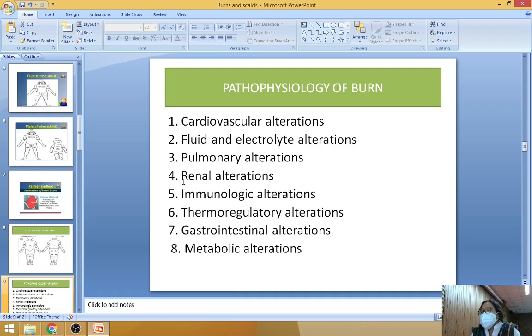Then thermoregulatory alteration. The patient will not be able to maintain the body temperature. Then gastrointestinal alteration, then metabolic alteration. So these are the alterations that take place due to burn.